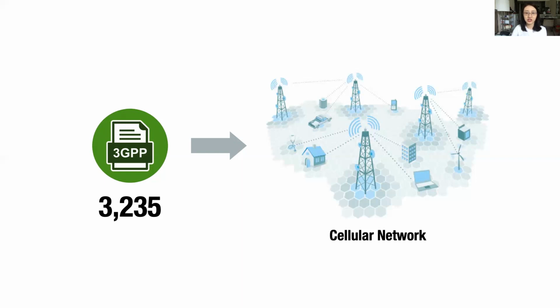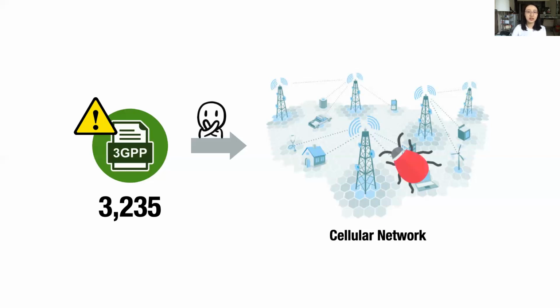So in our research, we made a first step to consider one situation. When a specification describes a sensitive operation, such as transmitting private information or releasing a connection, because of the huge number and complexity of the specifications, we're curious whether the manufacturer developers could implement it correctly and securely. If not, there may be a risk in the cellular network.